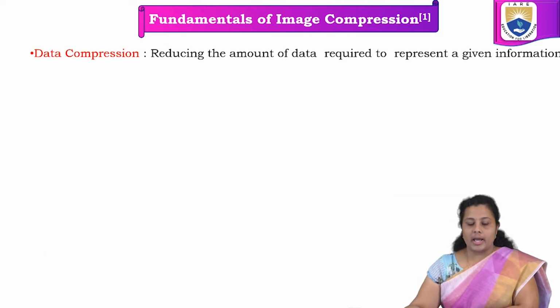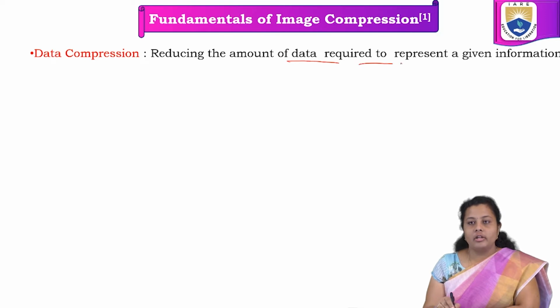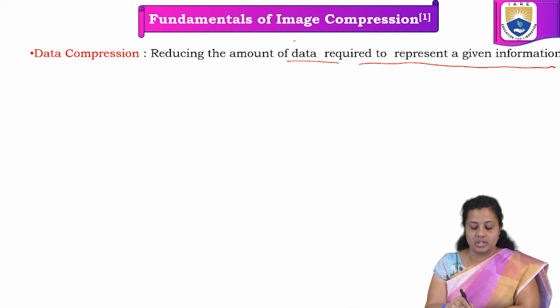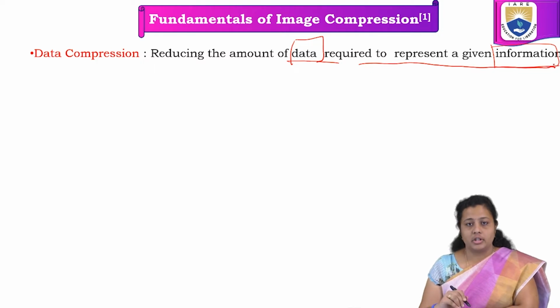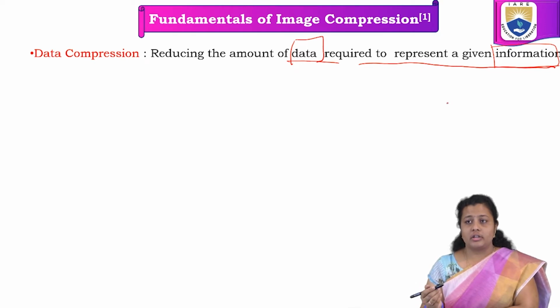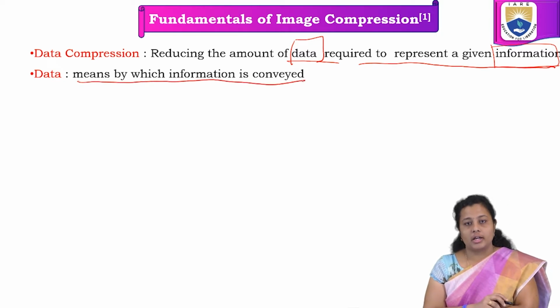So what actually is data compression? Data compression means reducing the amount of data required to represent a given information. The important point to notice here is that data and information are two different terms. They don't represent the same thing. So what actually are data and information? Data is the means by which information is conveyed.